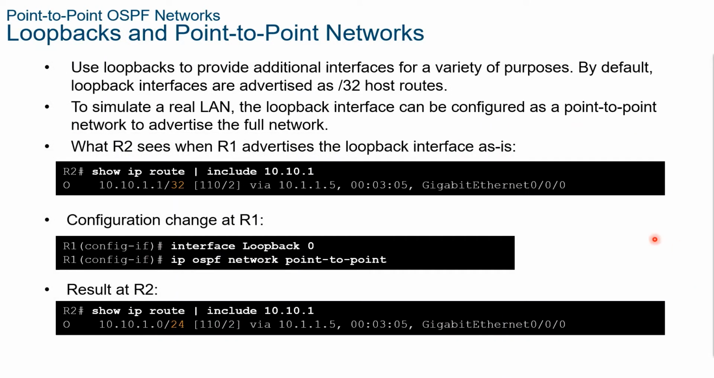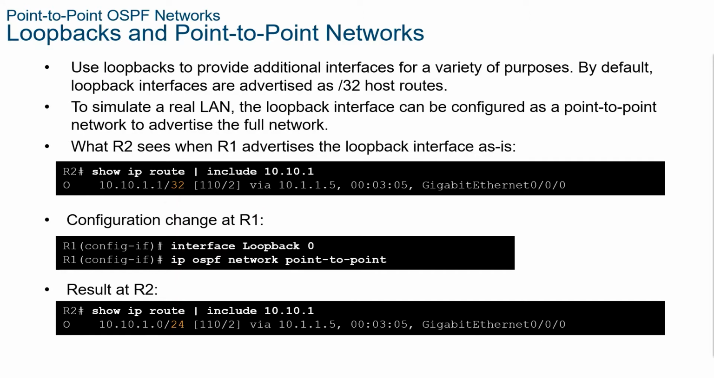Okay, so loopbacks and point-to-point networks. We use loopbacks to provide additional interfaces for a variety of purposes. In this case, we are using loopbacks to simulate more networks than the equipment can support. By default, loopback interfaces are advertised as /32 host routes. For example, R1 would advertise the 10.10.1.0/24 network as 10.10.1.1/32, both to R2 and R3.